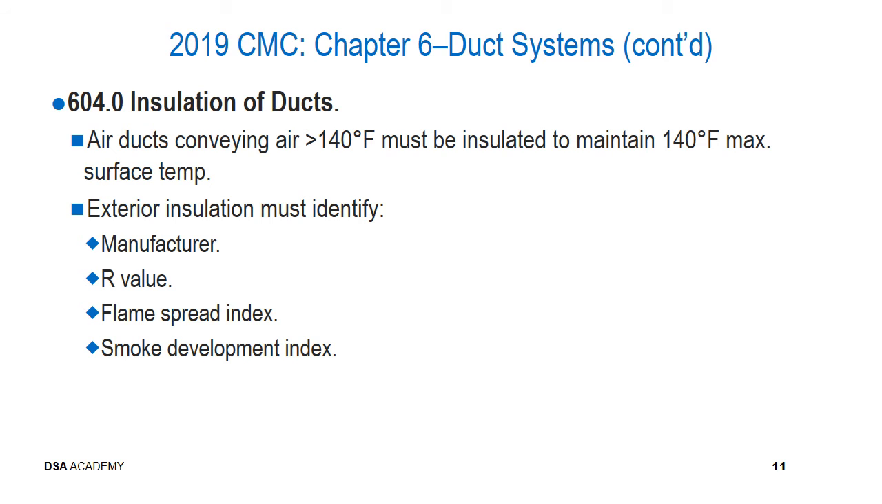There are situations where ductwork is required to be insulated as well. Any ductwork that is conveying air that is greater than 140 degrees Fahrenheit is required to be insulated to maintain 140 degrees Fahrenheit maximum surface temperature on the ductwork itself. In situations where the insulation is installed on the exterior, insulation must identify the manufacturer, the R value of the insulation, the flame spread index, and also the smoke development index of the insulation.